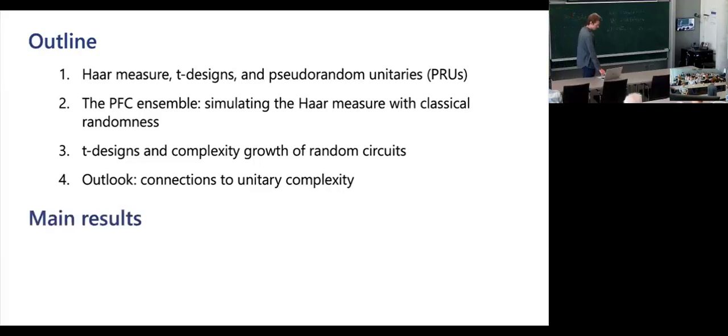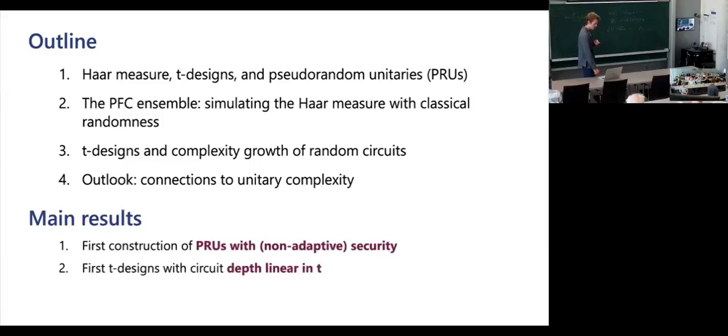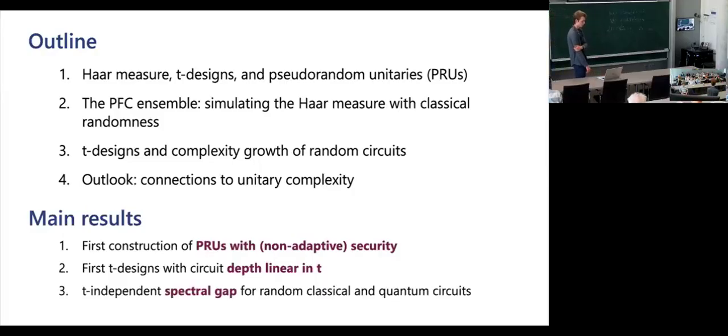Also, let me give you the main results so you know what to look out for. We give the first construction of pseudorandom unitaries with what is called non-adaptive security. We give the first construction of T designs with circuit depth linear in T, which is optimal. We prove what is called a T-independent spectral gap for random classical and quantum circuits. I'll explain what this is.